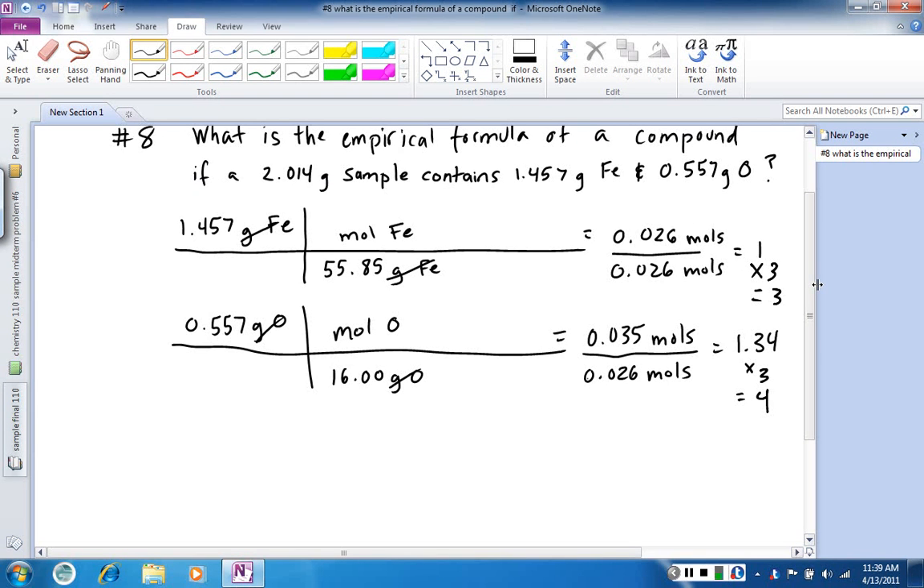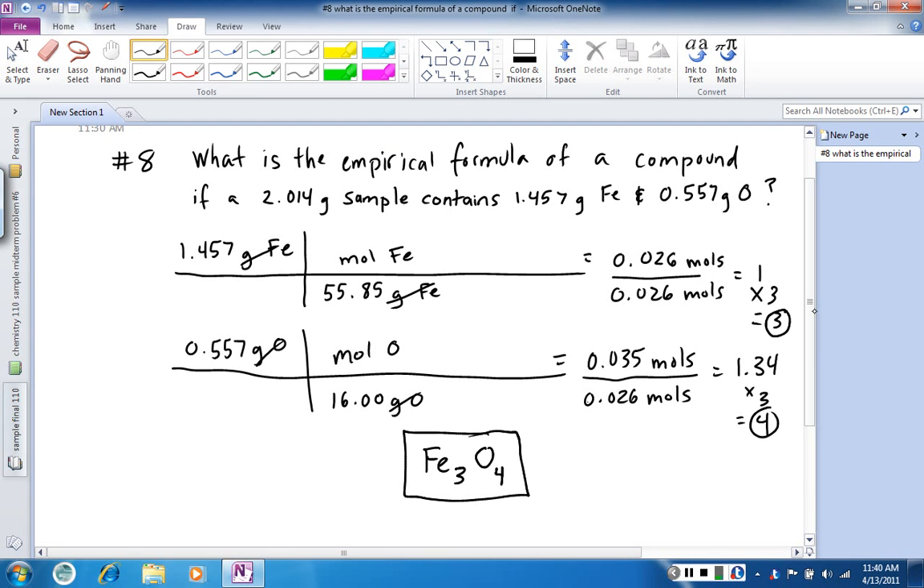So now those numbers become our subscripts. So we have Fe3 coming from right here and O4. So this is our empirical formula for this compound. This is sample final number 8.